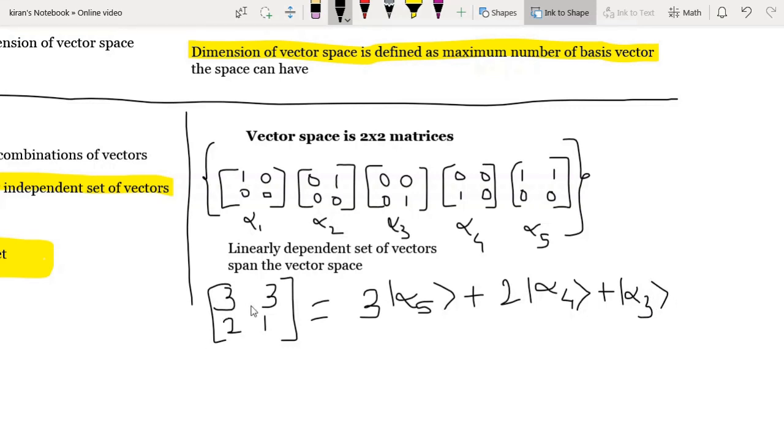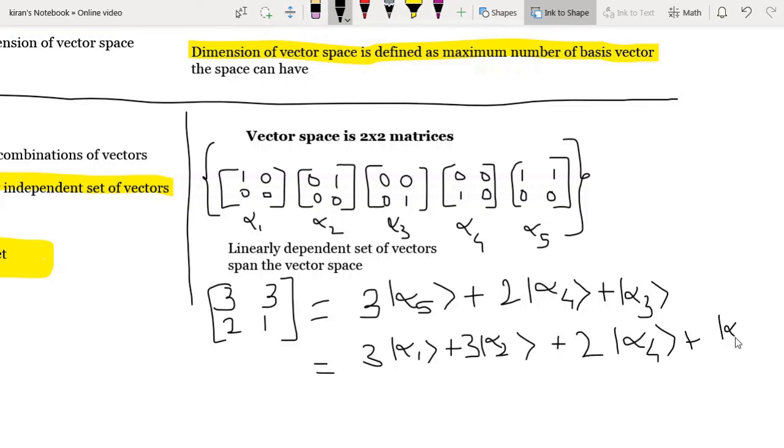I can represent this matrix 3 3 2 1 as 3 times alpha 5 plus 2 times alpha 4 plus alpha 3, or this can also be represented as 3 times alpha 1 plus 3 times alpha 2 plus 2 times alpha 4 plus alpha 3.